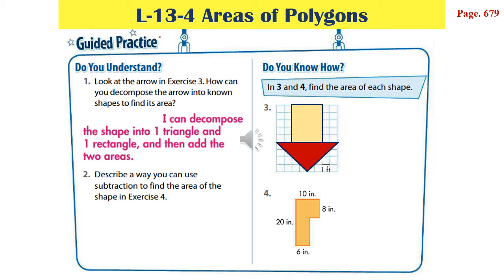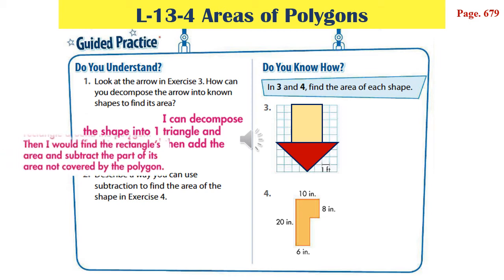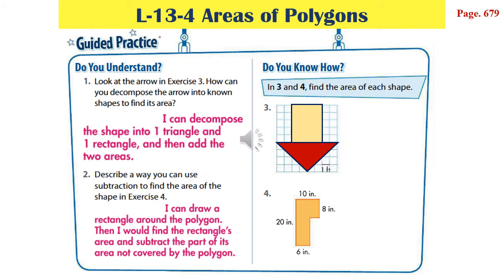Now, number 2. Describe a way you can use subtraction to find the area of the shape in exercise 1. Draw a rectangle around the polygon. Then I would find the rectangle's area and subtract the part of its area not covered by the polygon. Okay, now Guided Practice, Part 2. Do you know how? Read the directions in 3 and 4, find the area of each shape.